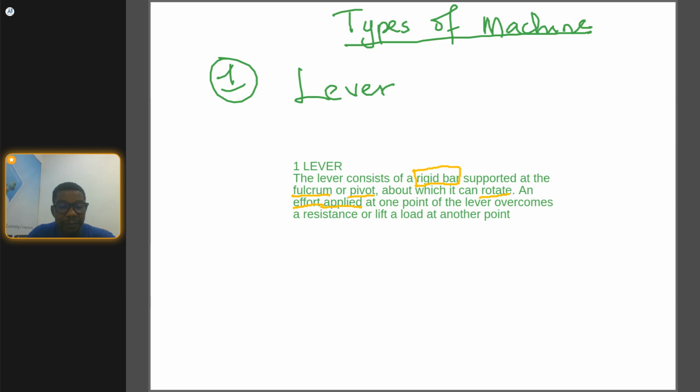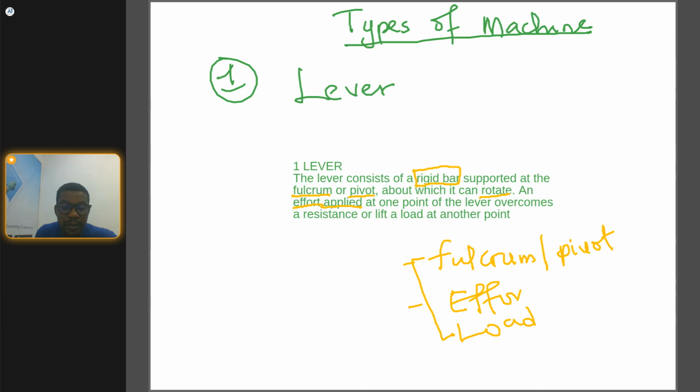So in a lever, we have the following. We have the fulcrum, which is also known as the pivot. We have effort. We have load. So these three keywords, F, E, and L, are the key things we are going to be considering under lever.